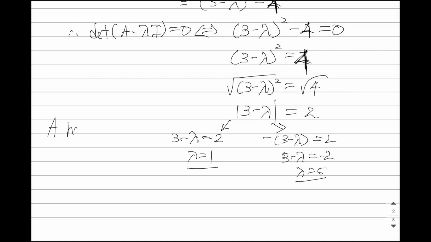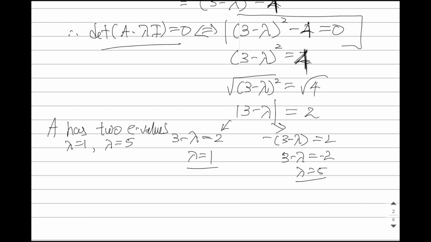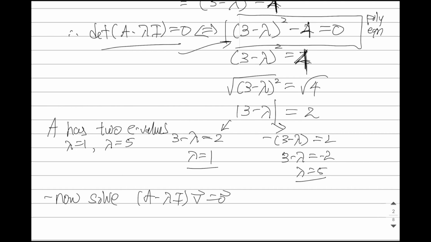This matrix A has 2 eigenvalues. So that's the first step. When I say solve determinant of A minus lambda I equals 0, this is a polynomial equation. In this particular case, it's a quadratic equation. Now, I have to solve (A minus lambda I) v equals 0 for each case of lambda. And remember that I want the non-trivial solutions. That means I'm always going to have to get a free variable in this.